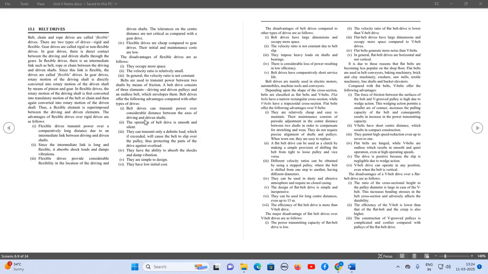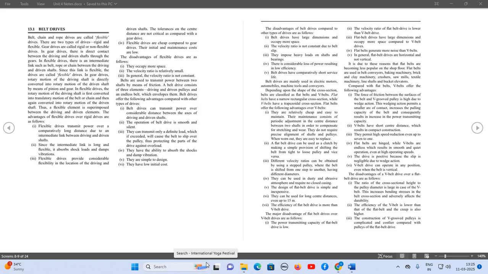Belt, chain, rope drives are called the flexible drives as they provide flexibility in terms of the distance as well as velocity ratio, etc. Gear drives are called rigid drives or non-flexible drives. In gear drives, there is a direct contact between the driving and driven shafts through the gears. In flexible drives, there is an intermediate link such as belt, rope, or chain between the driving and driven shaft. Since the link is flexible, the drives are called flexible drives.